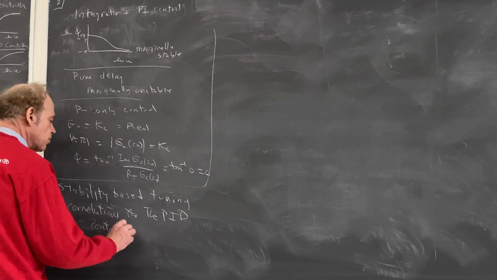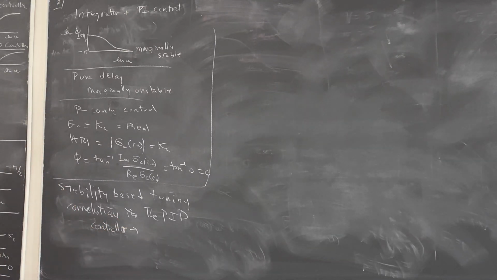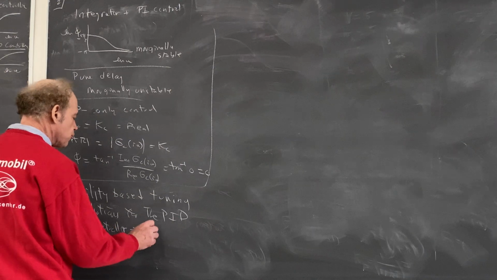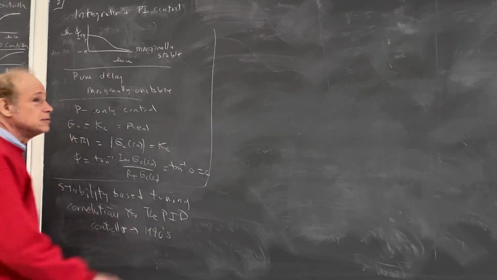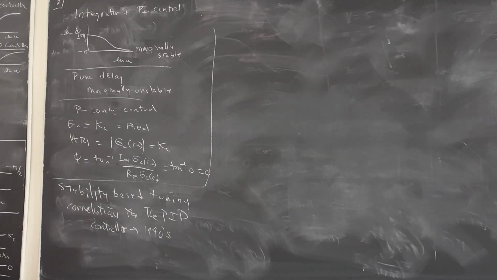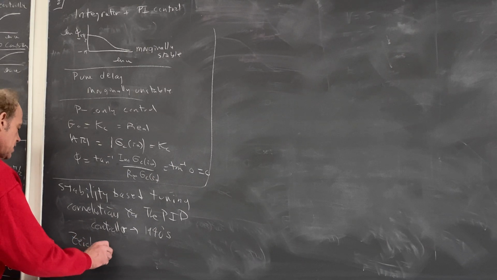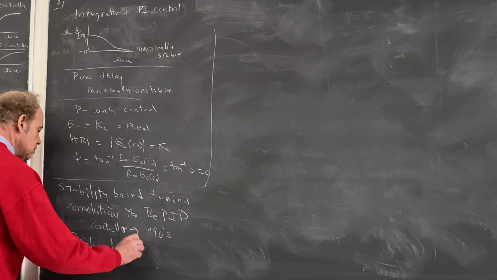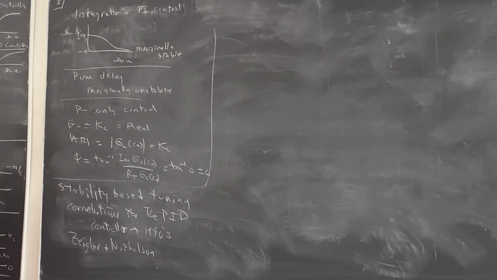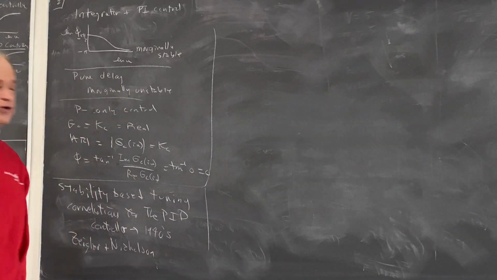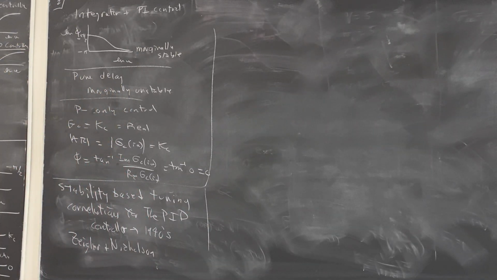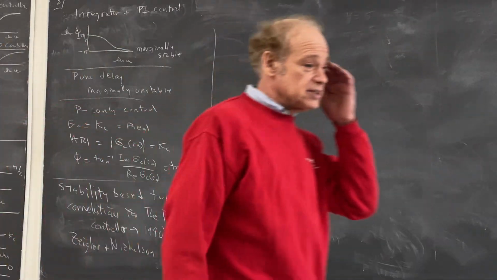For the PID controller. And these were first done in the 1940s, so that's a long time ago, 80 years ago, by Ziegler and Nichols. And these are called the Ziegler, I don't know, if he was American it would be Ziegler, if he was German it would be Ziegler. Ziegler-Nichols correlations. So let's discuss the Ziegler-Nichols correlations.